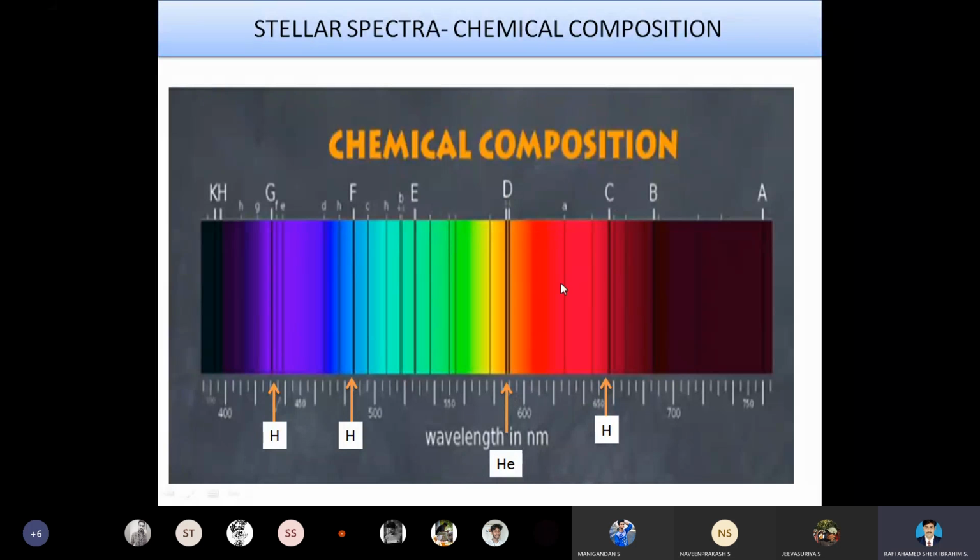From this unit, we are going to see only the spectroscopic study: how the spectrum is formed, what the changes in the spectrum are with respect to frequency and wavelength, and what the types of spectra in the universe are. That is only what we are going to see in this unit.